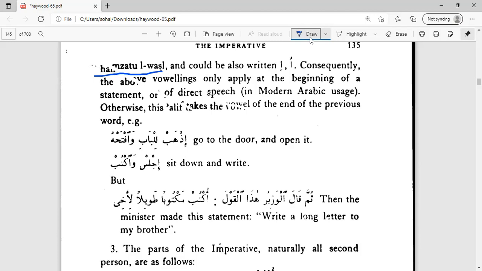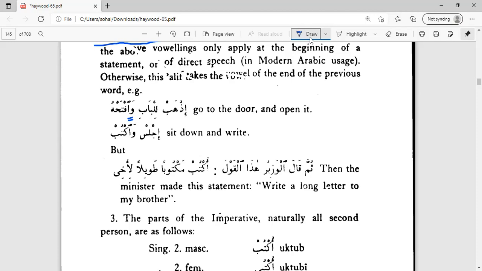We just join the letter before it directly onto the next letter. For example, here, izhab lil babi. It's not wa iftahu. We don't need to say iftahu. We just say waftahu because we have fatha on the waw, so we join directly onto fa. Waftahu. Note that we still write alif, but we don't pronounce iftah. We just say waftahu. Does that make sense?